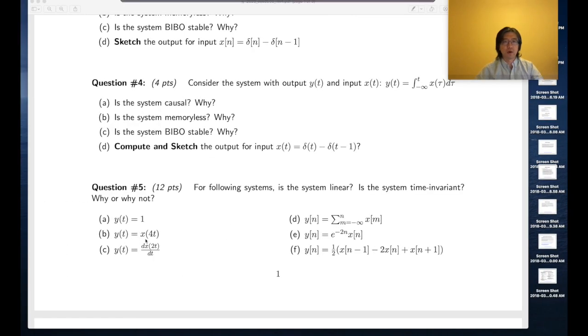Let's see the second question, y(t) equals x(4t). Again, we go through the same steps as before. First, we check whether the system is linear. The first step is to verify h of a x1(t) plus b x2(t). What the system does is a scaling in front of t, so this equals a x1(4t) plus b x2(4t), because we just multiply 4 in front of t.